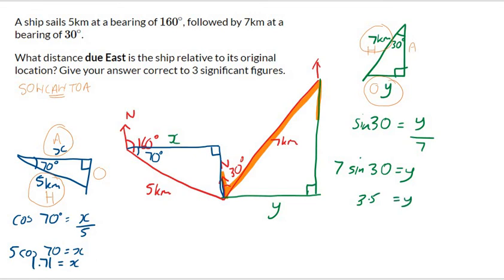So the distance east is going to be 1.71 plus 3.5, so that's going to be 5.21 kilometers. Okay, now because I had given this answer to 3 significant figures and 3.5 is exact, then that's going to be correct to 3 sig figs.